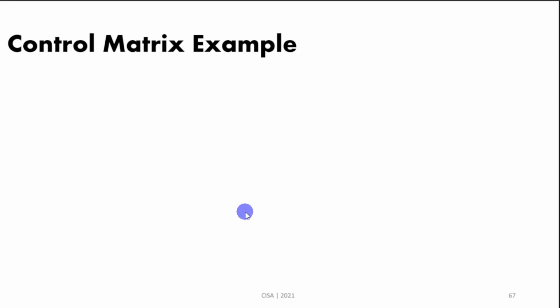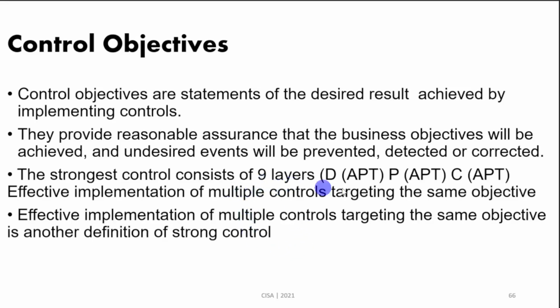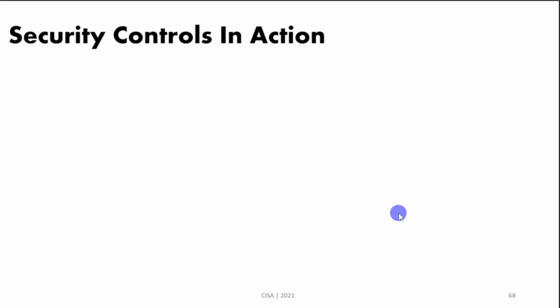A stronger control is a control that consists of 9 layers. For instance, when we speak about the detective control, which detects attacks, we consider administrative controls, physical controls, and technical controls. When we implement a preventive control, we also consider the administrative, physical, and technical. When we implement a corrective control, we also consider administrative, physical, and technical. That's what strongest controls mean.